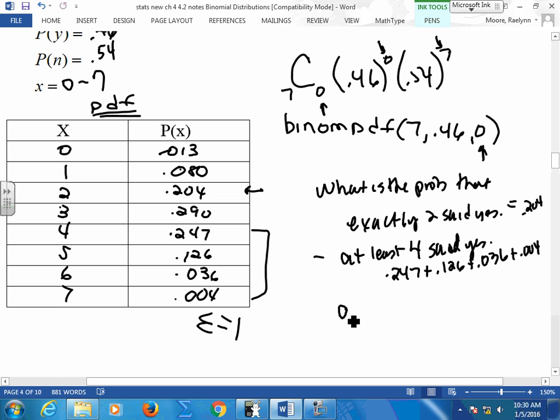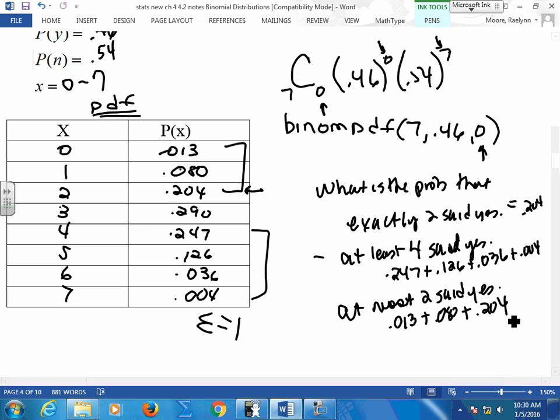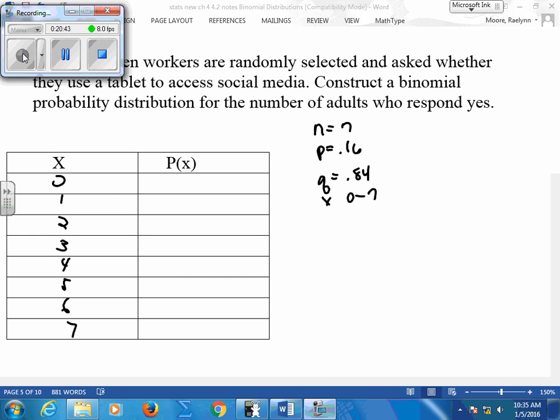What is the probability that at most 2 said yes? What would I do to my at most 2? 2 to where? To 0. Good. I add 2 to 0. Okay? So isn't this much, much easier using your binomial PDF? You loved it? Great. I love the enthusiasm. Everybody get it?